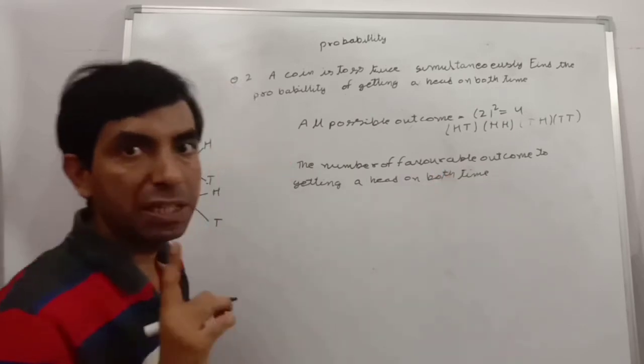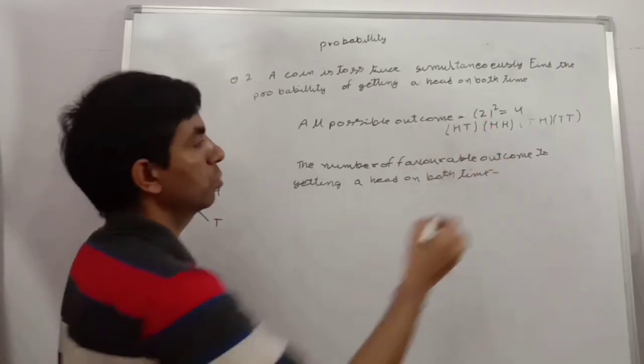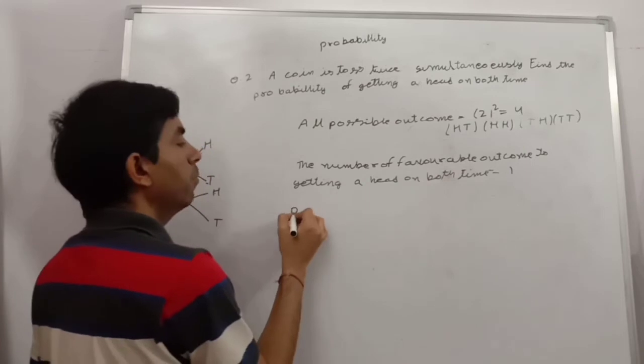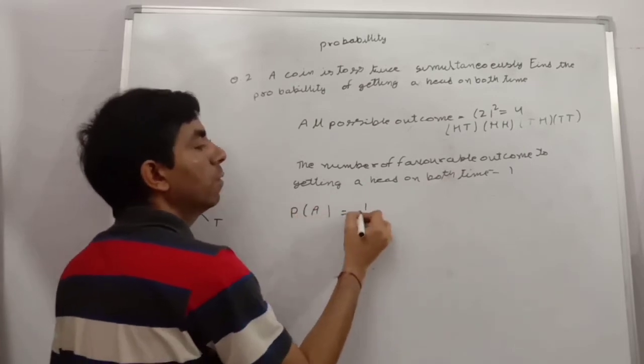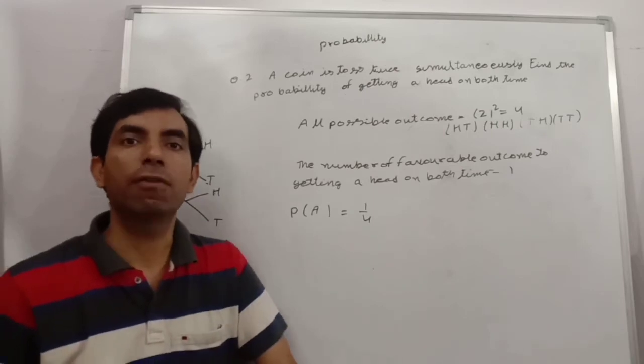Means both times it is head. So for both times there is only one possibility. So write it here, 1. Then the probability is 1 upon 4.